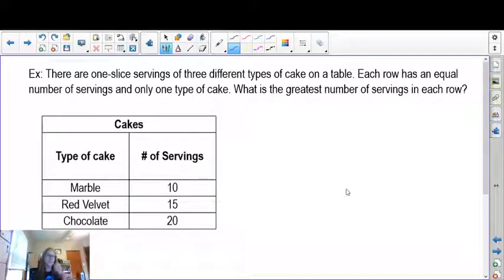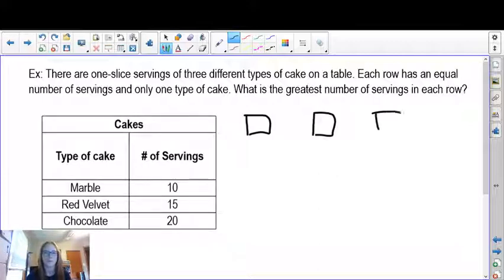All right, so let's take a look at this example. There are 1 slice servings of 3 different types of cake on a table. Each row has an equal number of servings and only one type of cake. What's the greatest number of servings in each row? So here I have a table, and I see I have 3 different types, so I'm going to assume I have 3 different rows.